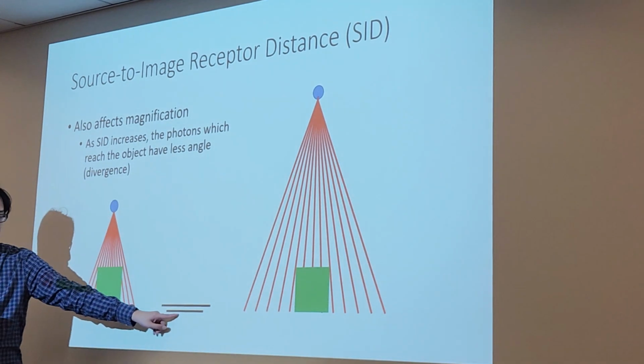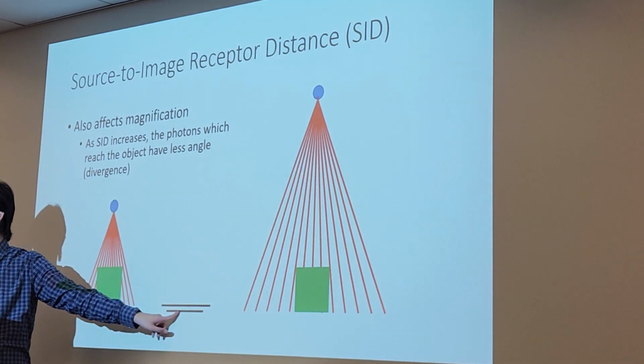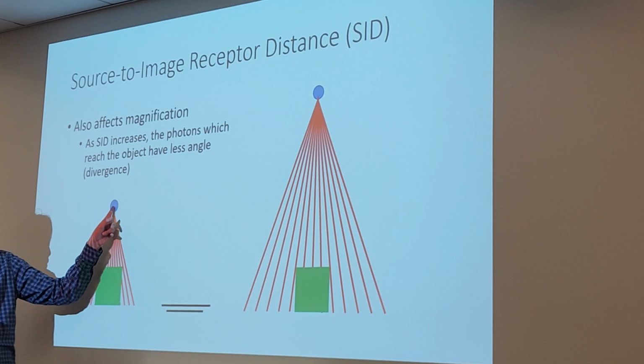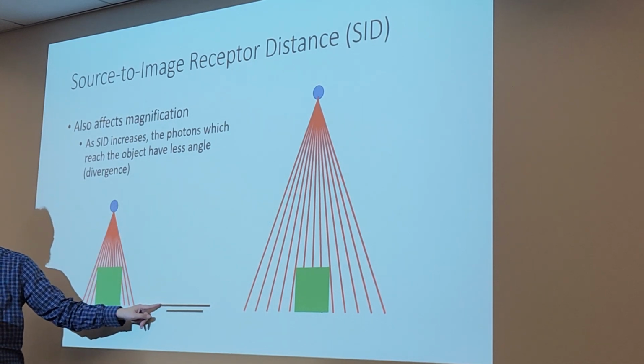Increasing the SID will decrease magnification. Small SID gives you more magnification.